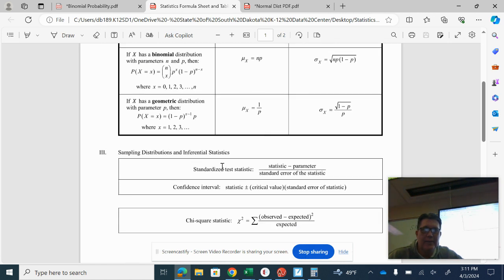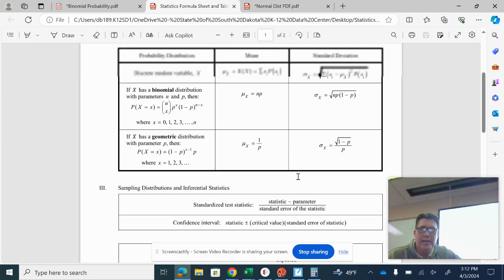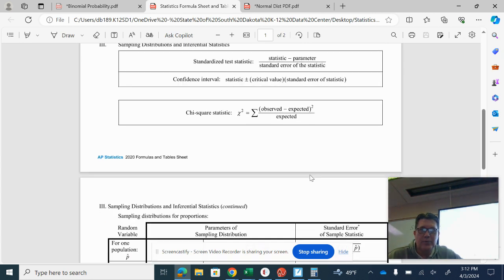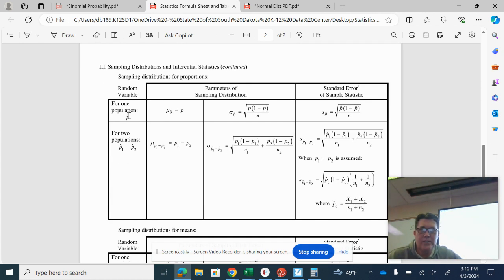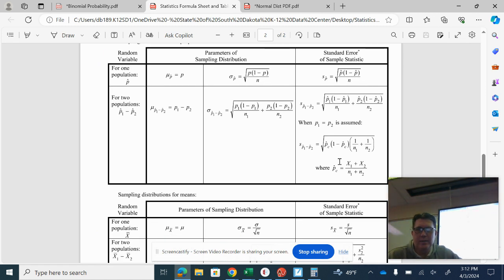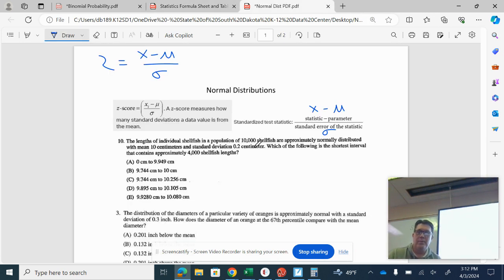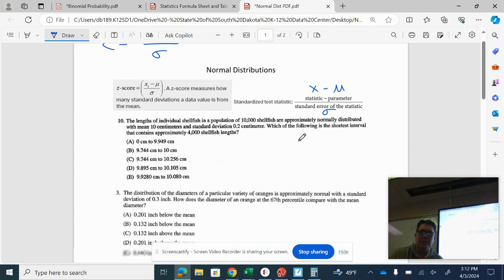You can look, that is on our formula sheet, but the statistic is your x, the parameter is your mean, the standard error is the standard deviation. But it can vary, for instance, if we're using proportions and things like that, then we would use this standard deviation formula. We'll go through some of those when we do some of the other videos. But on here, our basic formula, this is basic normal distributions.